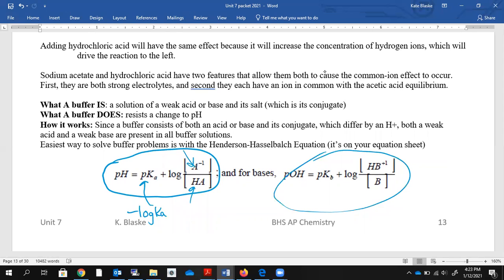This equation is the manipulation of the data we would get from the ice chart. So we don't have to worry about doing all of the work in the ice chart. All we need to make sure is that we have good concentrations of our acid or base and its conjugate.